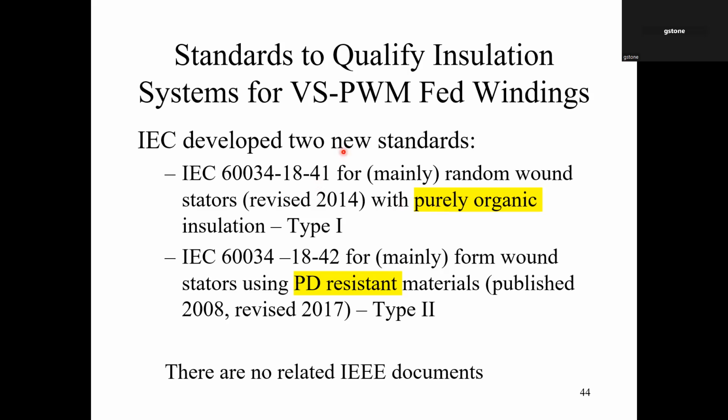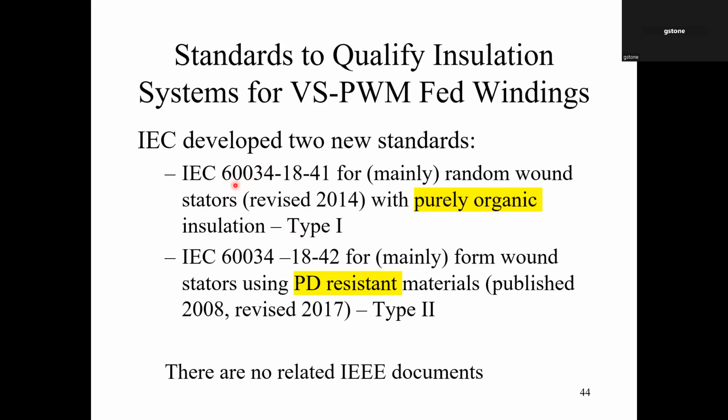And so we ended up developing two different kinds of standards. One was basically for what we call type 1 insulation systems, where the entire insulation system is purely organic. This normally means random wound machines, but might not always be that. So where PD occurs, it is going to cause rapid deterioration of the insulation, which is what's going to happen if you have purely organic materials.